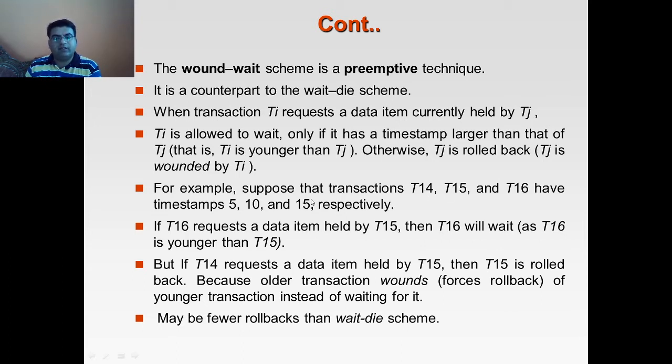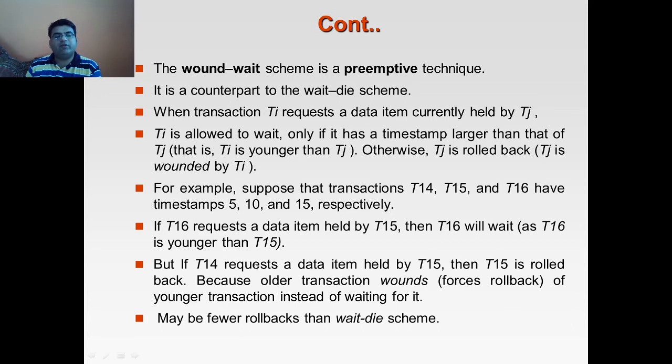So again we'll take this example and see. Suppose T15 currently holds the data. Again there will be two scenarios. Either T14 would make a request for any updation on the same data, or T16 would request the same data which is currently held by T15. We'll see one by one what happens. As per the wound wait scheme, if T16 requests a data item held by T15, then T16 will wait because a younger transaction can wait.